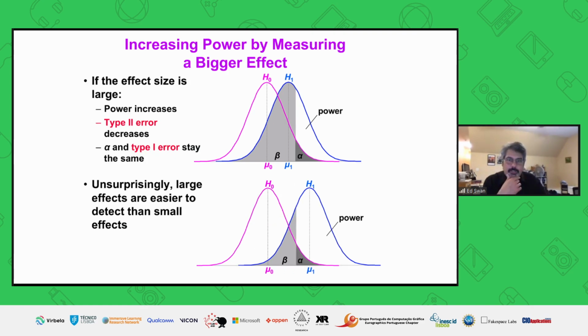The second way to increase power is to measure a bigger effect. So if the effect size is large, that means that the distance here will increase. So when the effect size is large, power goes up, type 2 error goes down, probability of type 1 error stays the same. So unsurprisingly, a big effect is easier to measure than a small effect.